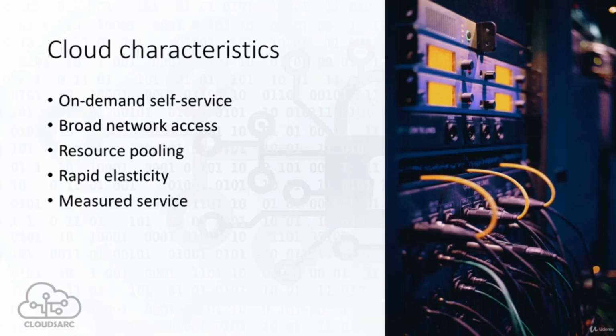Resource pooling. The provider's computing resources are pooled to serve multiple consumers using a multi-tenant model, with different physical and virtual resources dynamically assigned and reassigned according to consumer demand. Rapid elasticity. Capability can be elastically provisioned and released, in some cases automatically, to scale rapidly outward and inward on demand. Measured service. Cloud systems automatically control and optimize resource use by leveraging a metering capability appropriate to the type of service. For example, storage, processing, bandwidth, and CPU usage. Resource usage can be monitored, controlled, and reported, providing transparency for both the provider and the consumer.